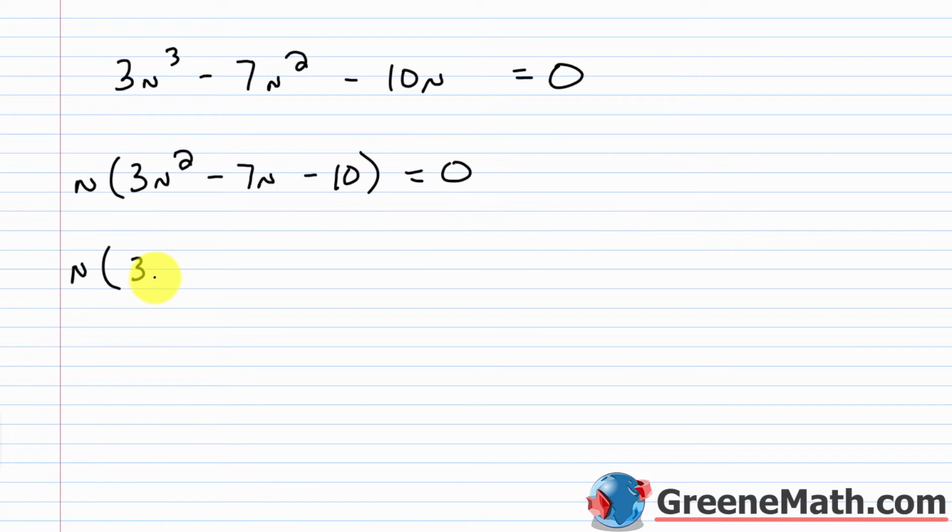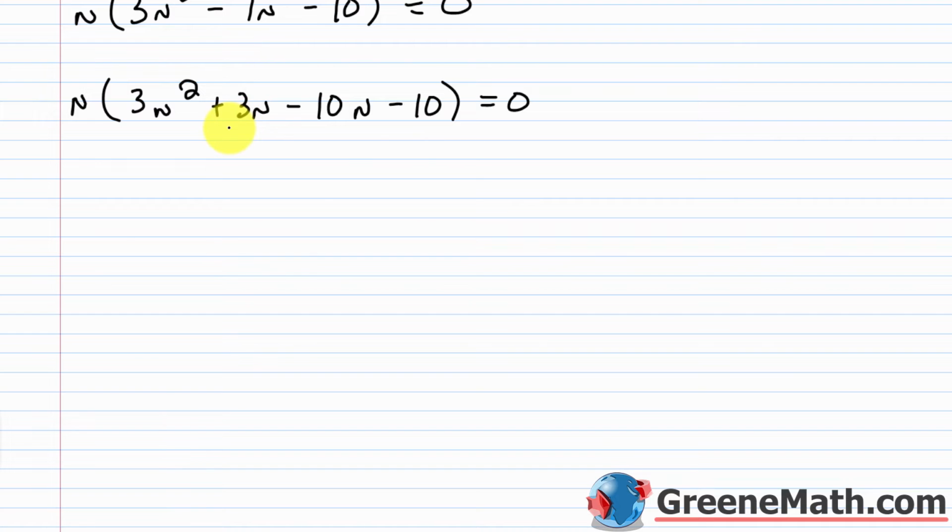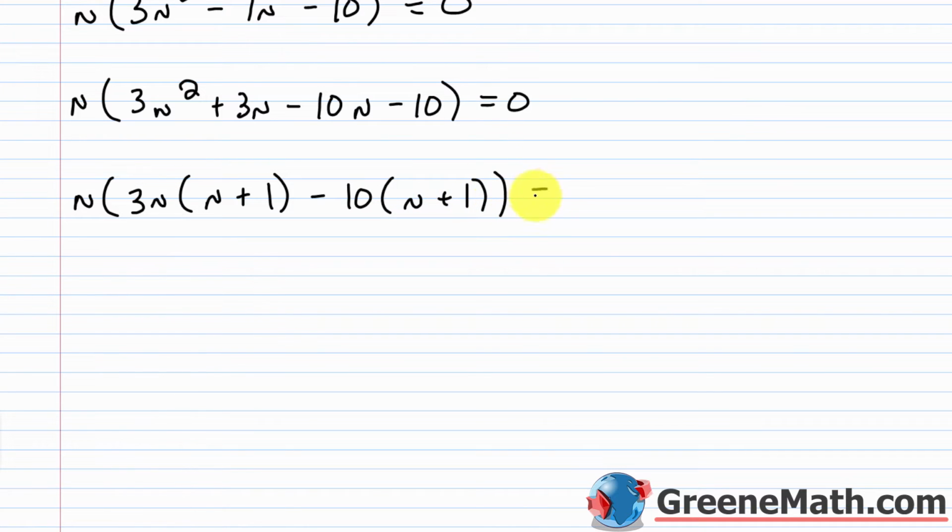So 3n squared, then I'm going to put plus 3n, and then minus 10n, and then minus 10. This equals 0. Again, I'm going to be factoring by grouping. So out of this first group, I can pull out a 3n. So I'm going to have n times, pull out a 3n, you'll have n plus 1. And then out of the second group, I'm going to pull out a negative 10, and I'll have n plus 1. This equals 0. Factor out the common binomial factor of n plus 1, and you'd have 3n minus 10 times n plus 1 equals 0.